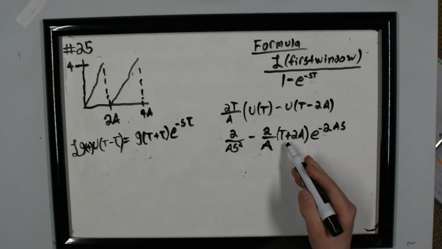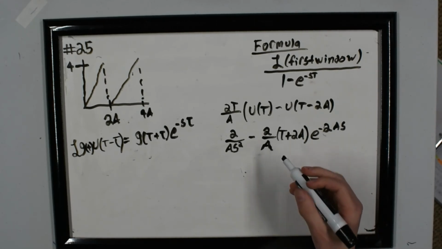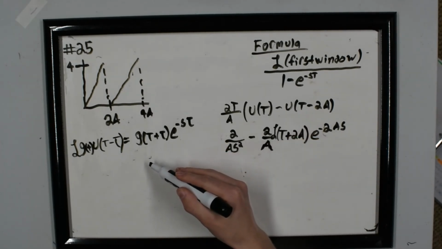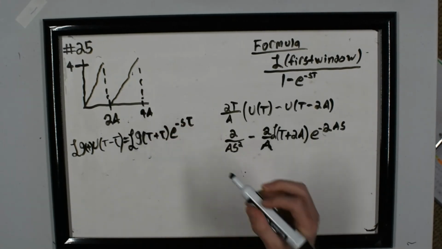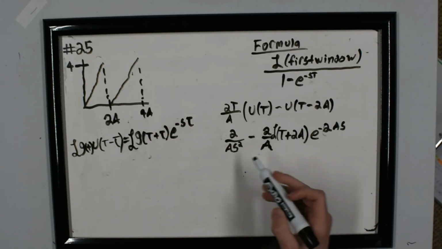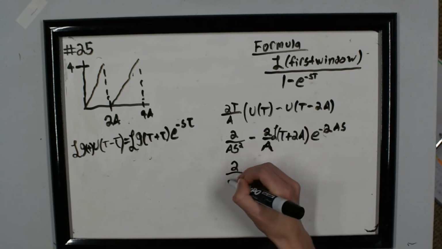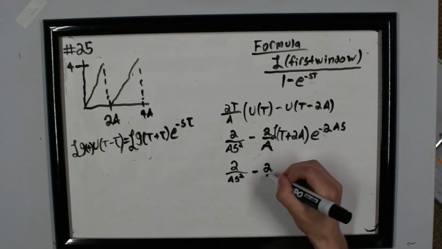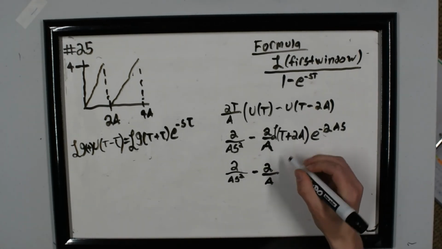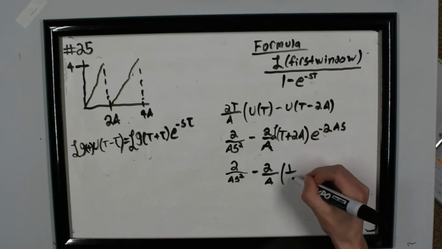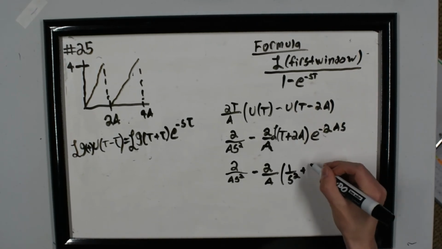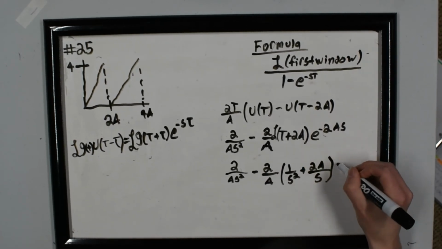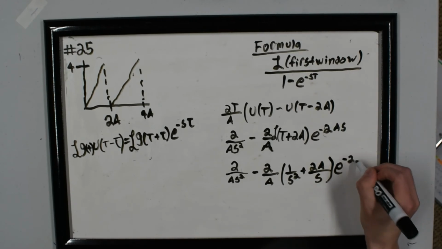Okay, we're not done yet though, because we still have t, so we have to find the Laplace transform of this, because that's what the formula says. The Laplace transform of that, well, this whole function would be 2 over a s squared minus 2 over a. The Laplace transform of this is just 1 over s squared plus 2a over s, because A is just a constant, 2as.